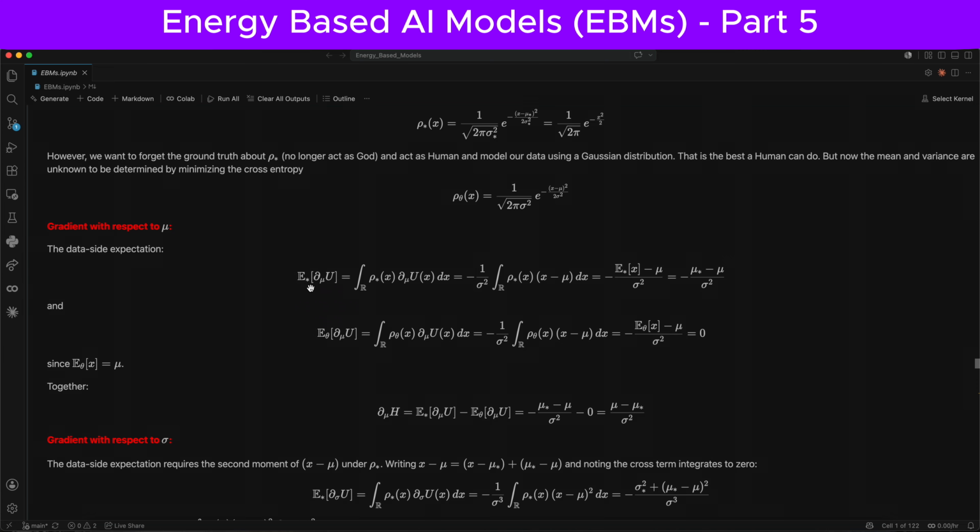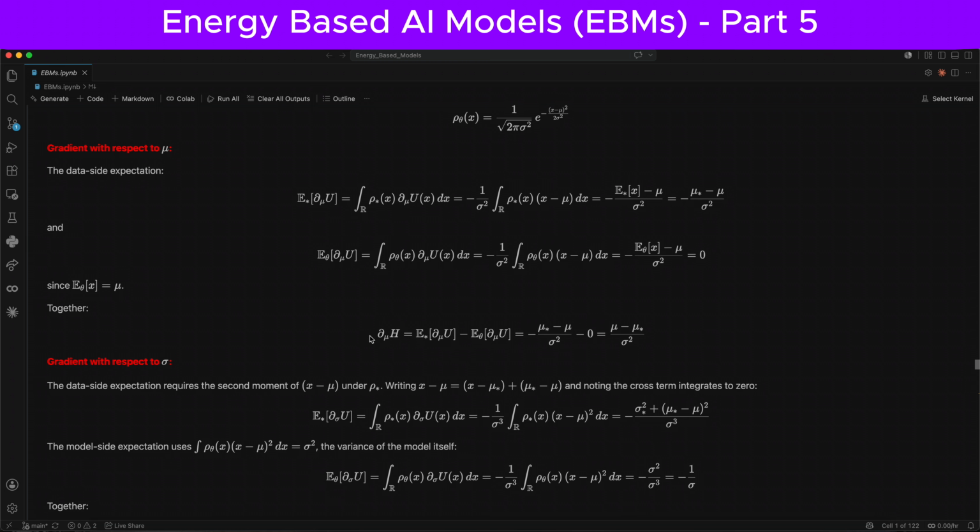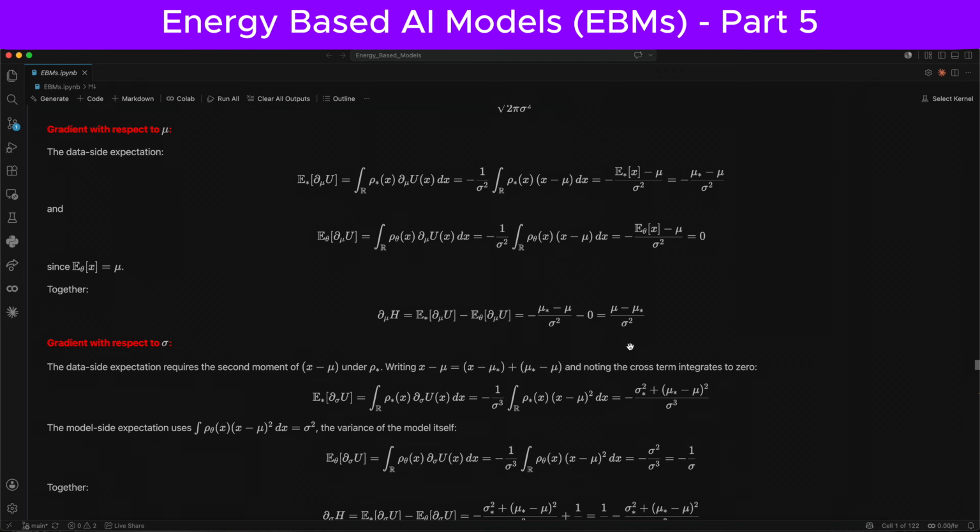The data side expectation is an integral of the true distribution times the derivative of the energy. Pulling out the constants, this becomes minus the true mean minus mu over sigma squared. The model side expectation is the same integral, but now under the model distribution. And since the expectation of x under the model is just mu, this term is exactly 0. Together, the derivative of h with respect to mu is mu minus the true mean divided by sigma squared.